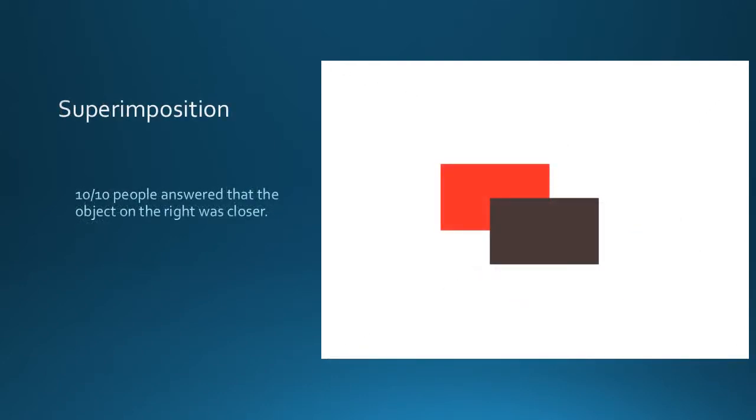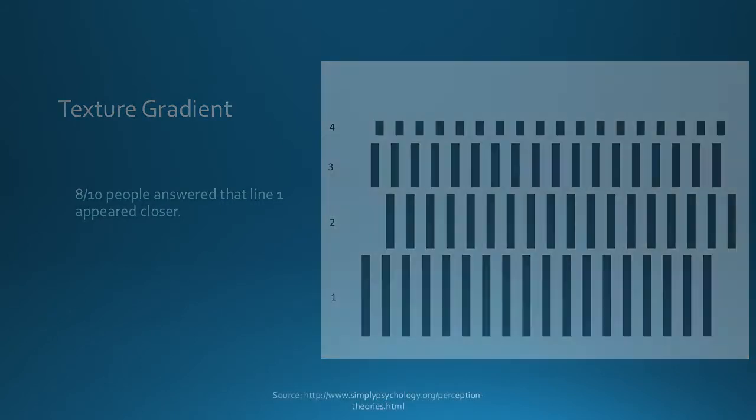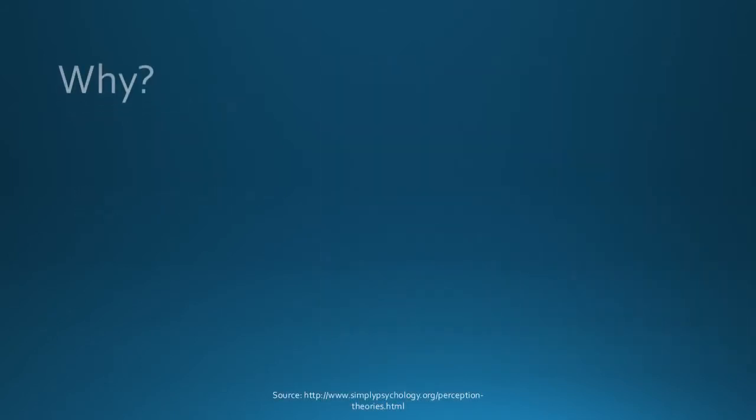10 out of 10 people answered that the object on the right appeared closer. How do you know that the shape on the left is not simply sitting on top of the shape on the right? 8 out of 10 people answered that it would be line number 1 that appeared closer. Why did they say this? Why do we see these results?